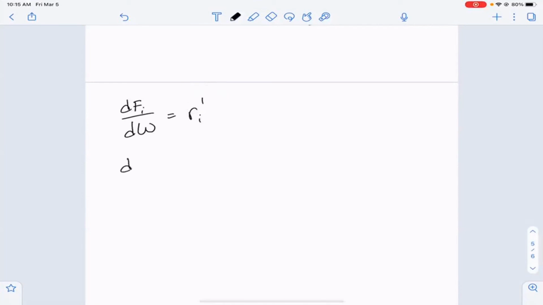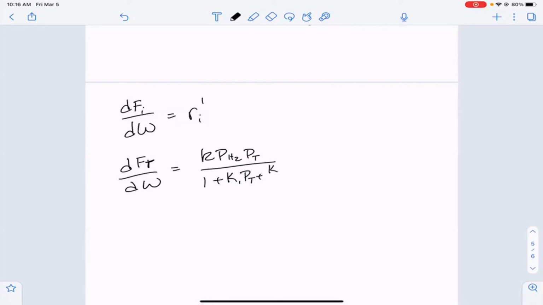Well, we know dFT/dW would be equal to RT prime. And we have this, right? We know that RT prime is K times the pressure of hydrogen times the pressure of toluene over 1 plus K1 PT plus PB over KB, sorry. Right? And we could solve this problem.